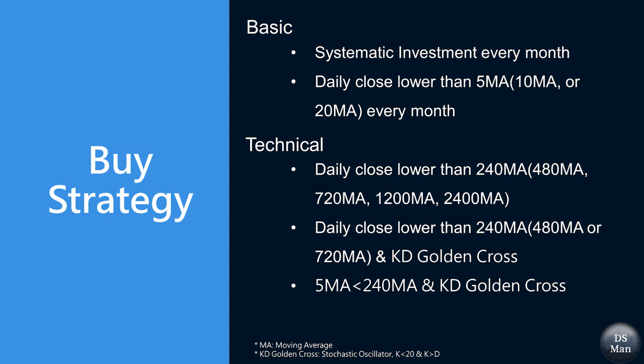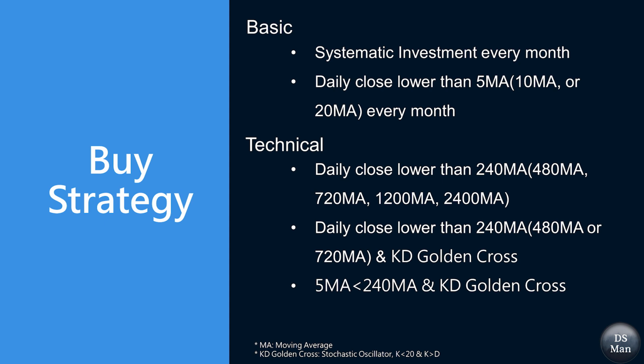Key definitions. MA, moving average: a smooth price trend indicator over a specified period, e.g., 5 MA equals 5-day average. KD golden cross: a momentum signal where the stochastic oscillator's K-line crosses above the D-line, while K is less than 20, an oversold condition. Basic strategy, monthly systematic investment.